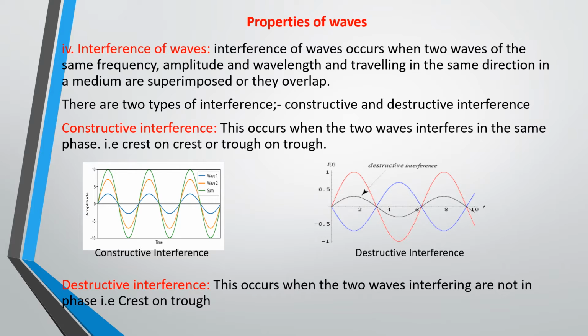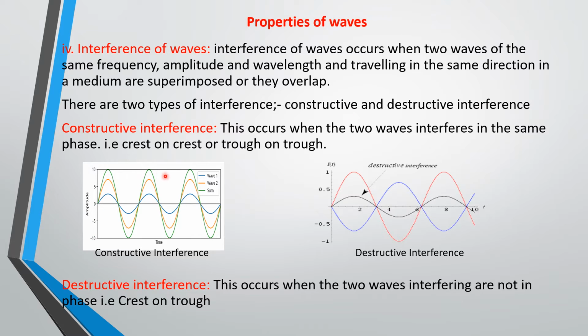So properties of waves continue. We have interference of waves. Interference of waves occurs when two waves of the same frequency, amplitude, and wavelength traveling in the same direction in a medium are superimposed, or they overlap. So this is overlapping of waves, and there are two types of interference. We have constructive and destructive interference.